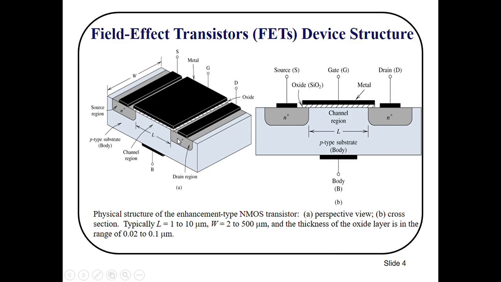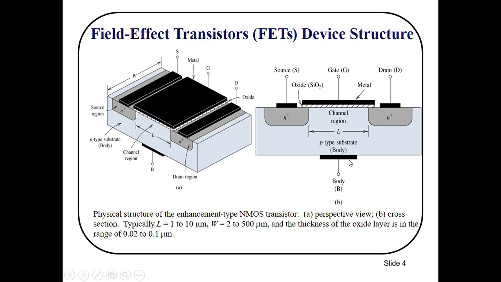Here you can see this is the channel region, and this is the channel length and channel width, and here you can see an insulator. This is silicon oxide, or SiO2. So the gate is connected to this channel region via this insulator. That's why the gate current Ig is always 0 in case of MOSFET.